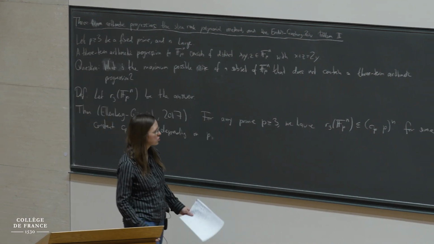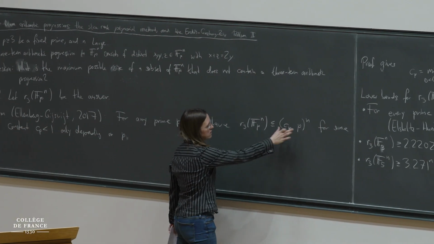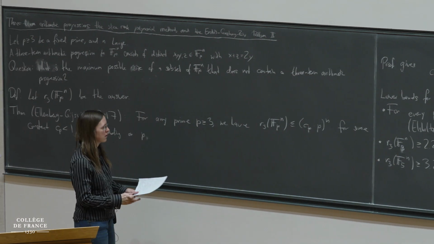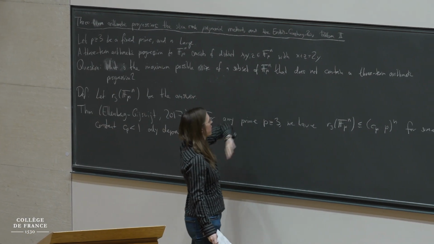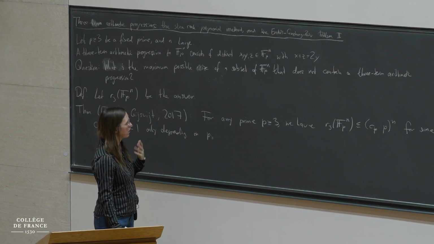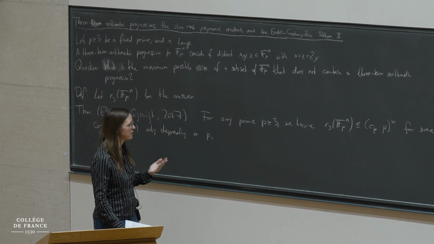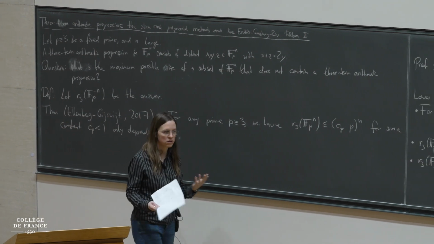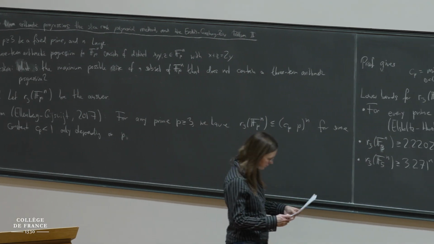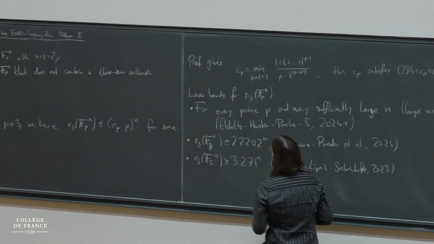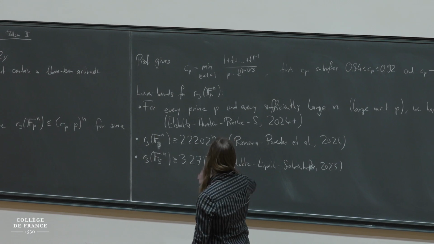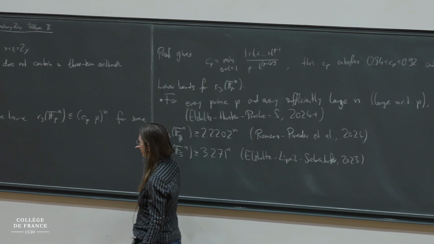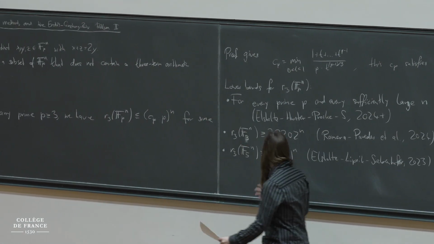So in other words, they showed that r_3(F_p^n) is exponentially smaller than p^n. So if you're choosing a subset of F_p^n without a three-term arithmetic progression, then that subset needs to be exponentially smaller than the ground set size p^n. Okay, so the proof of Ellenberg and Gijswijt, and we'll see not the original proof, but a proof of this statement shortly.